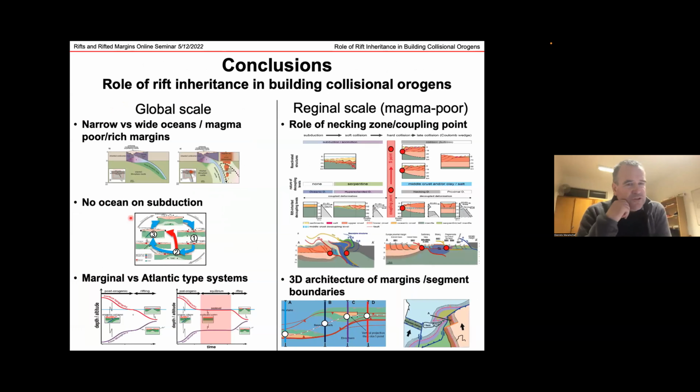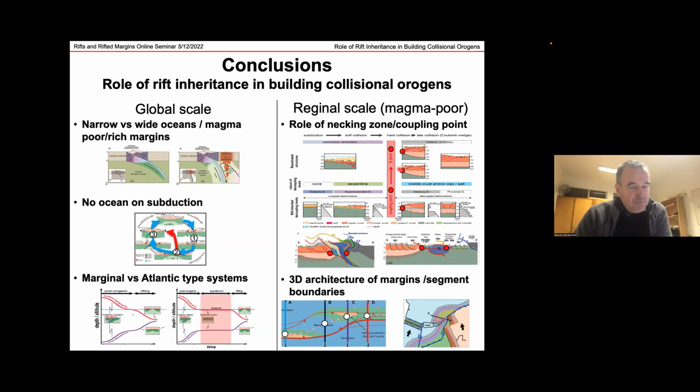So to conclude, we can see that the role of rift inheritance in building collision orogens has two aspects. One is a global one. We see that the width of the oceans is important. We can also see that the magmatic budget of the margins is important. We can see that with no ocean, we cannot form a subduction, and that marginal systems are different from Atlantic type systems. On a very regional scale, we can see that necking zones are very important.